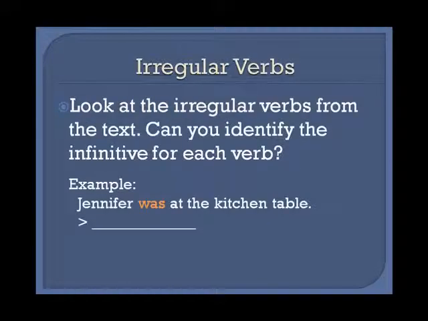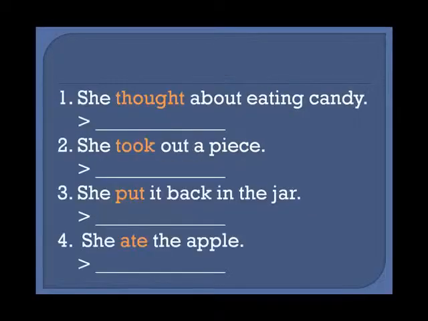Now look at the irregular verbs from the text. Can you identify the infinitive for each verb? Example. Jennifer was at the kitchen table. What's the infinitive? To be. Now it's your turn. Number 1. She thought about eating candy. The infinitive? To think.